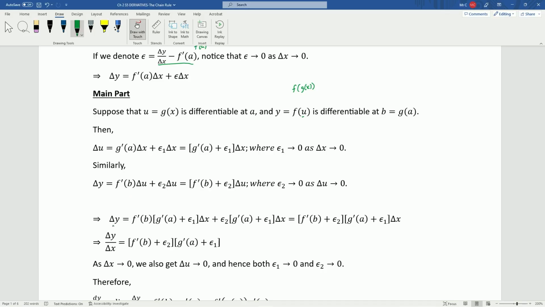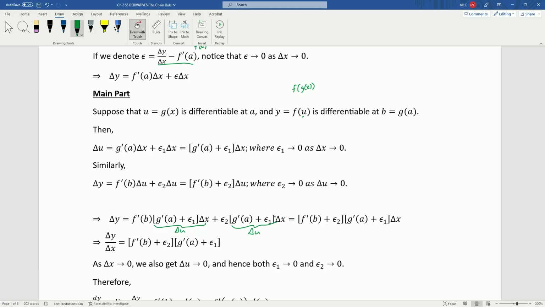So now we take delta y, and we're going to replace delta u in the expression for delta y with the full expression for delta u. So we get f prime of b times parentheses g prime of a plus epsilon 1 times delta x, plus epsilon 2 times g prime of a plus epsilon 1 times delta x. And this equals the following.